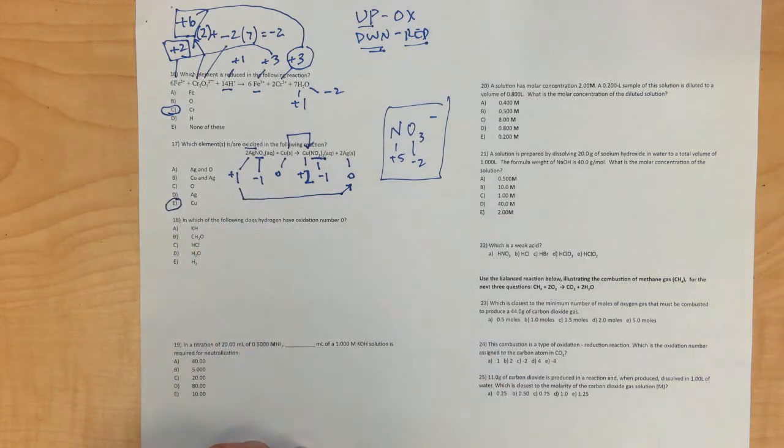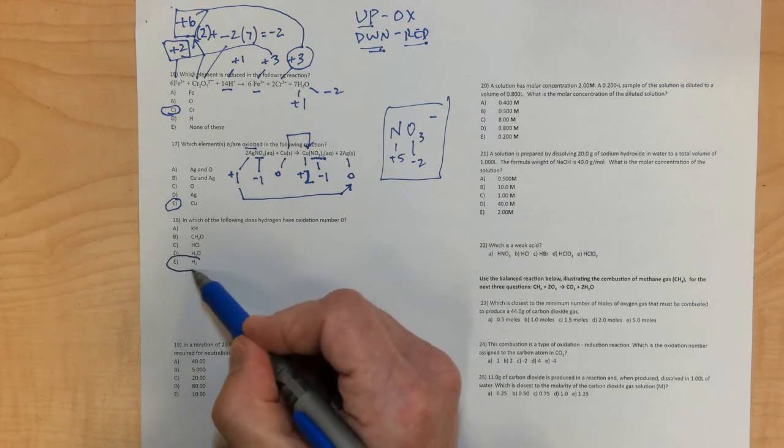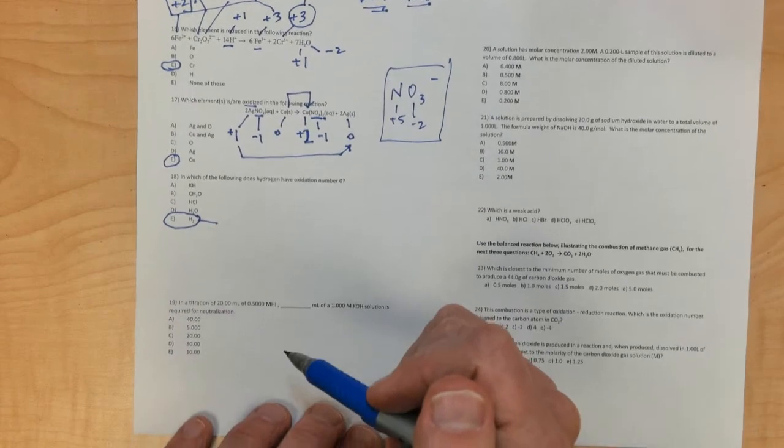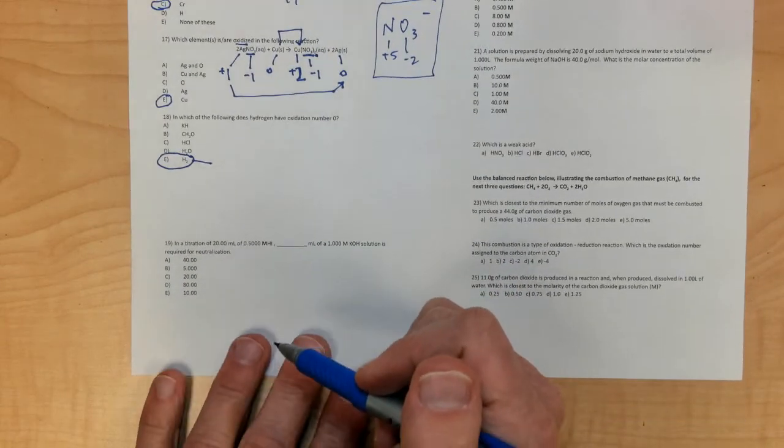In which of the following does the hydrogen have an oxidation number of 0? So right here, hydrogen in its elemental form would have an oxidation number of 0. Anything in its elemental form has an oxidation number of 0.